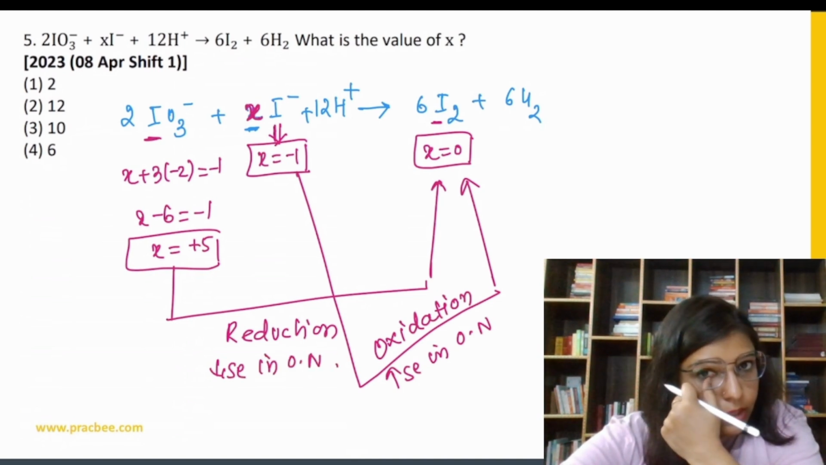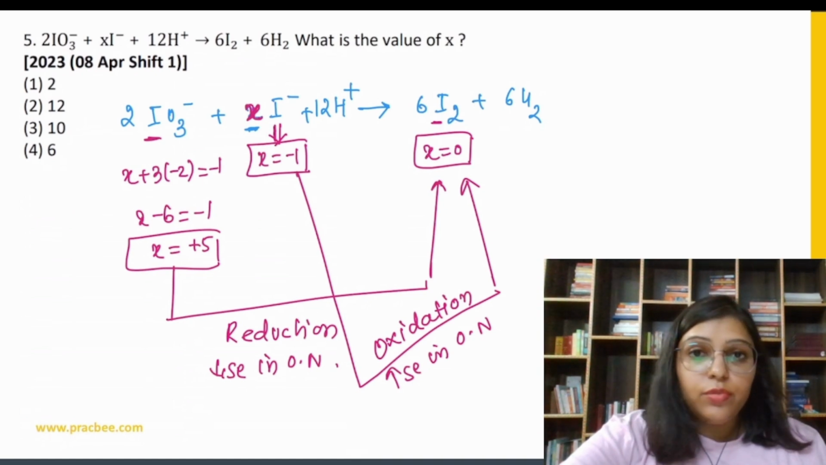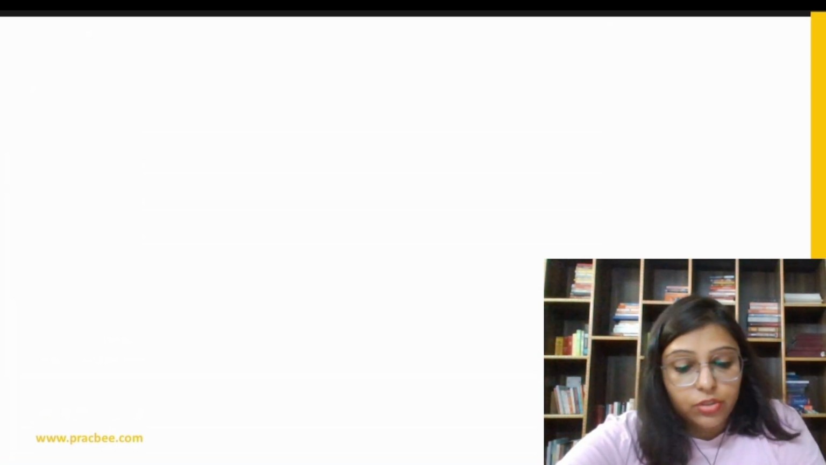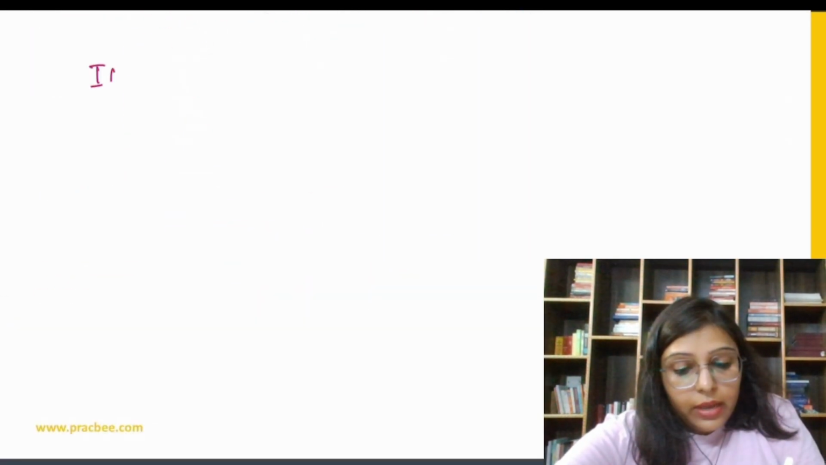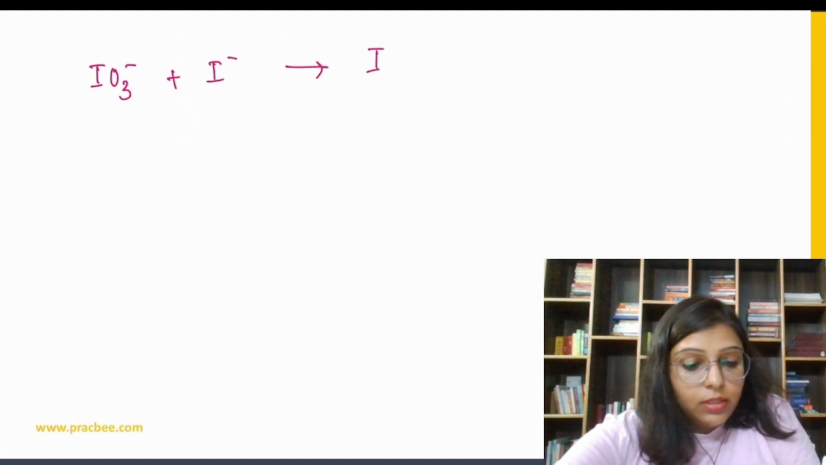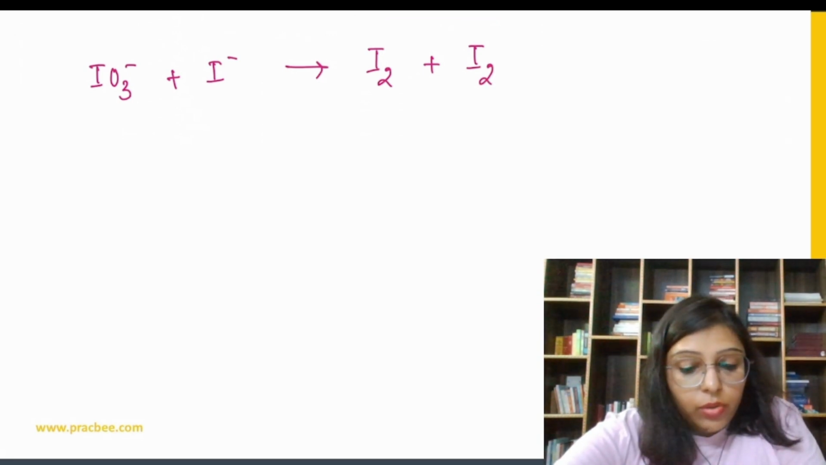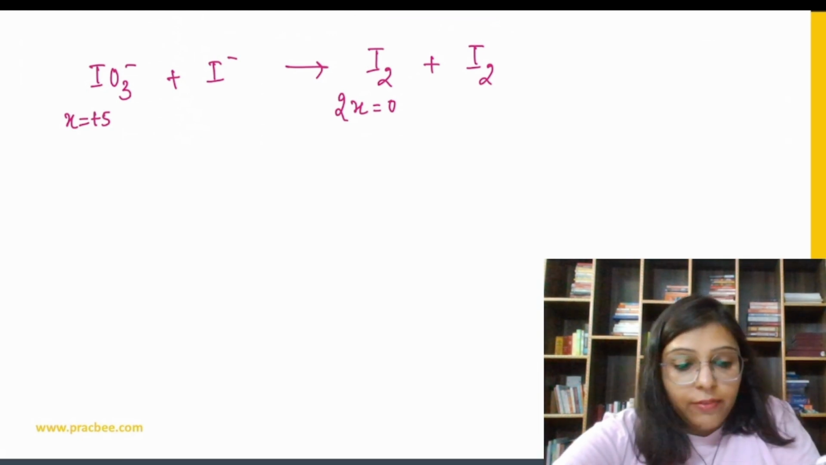So we have to balance this basically in acidic medium. When we have the comproportionation reaction concept, we write IO3 minus, I minus, and here I2 is there, so we write 2 IOT. So here the oxidation number is going to be plus 5, and here it is equal to 0, but for 2 iodine the oxidation number is 0, so we have to balance this.